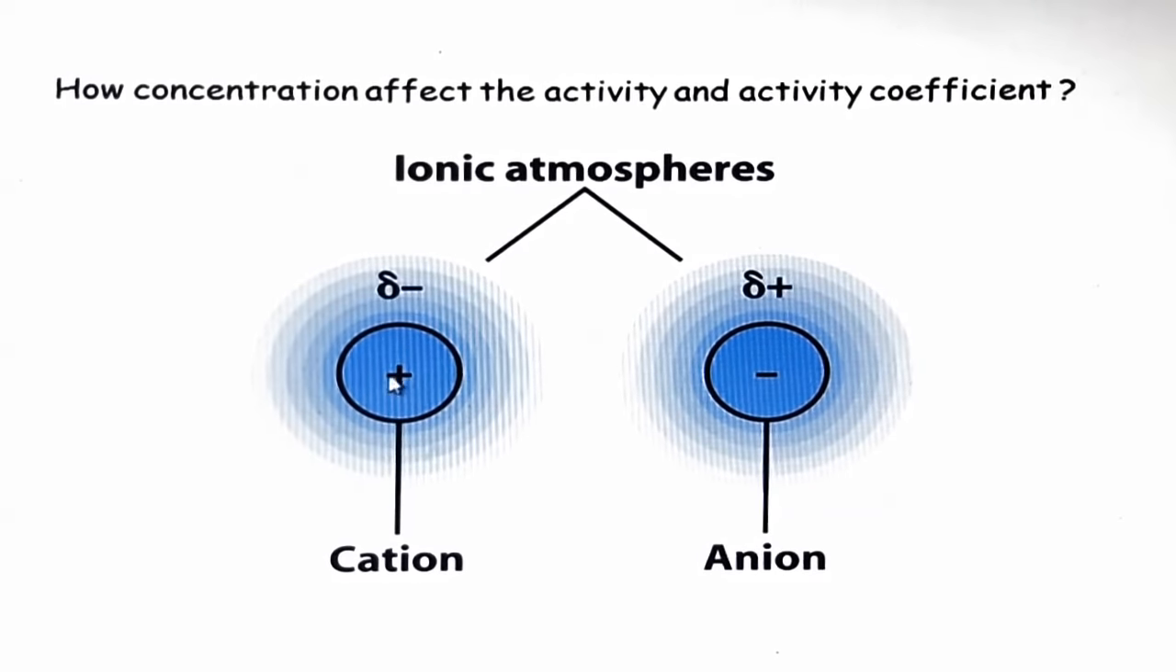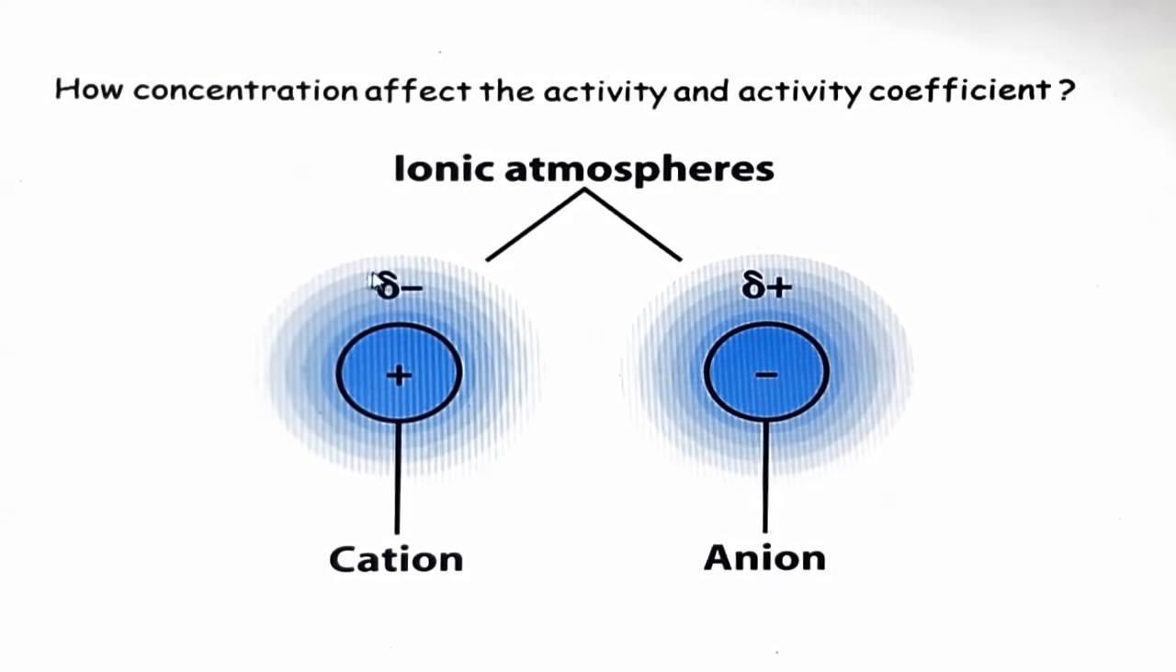See here, if our solution is very concentrated, the number of cations and anions will be more, and in that condition this cation will be covered by different anions, and this anion is covered by many cations. An ionic atmosphere is formed around this cation and this anion, and due to the formation of this ionic atmosphere, this cation cannot move freely. In the case of the anion the same thing will happen.